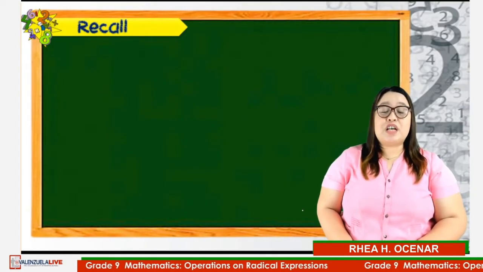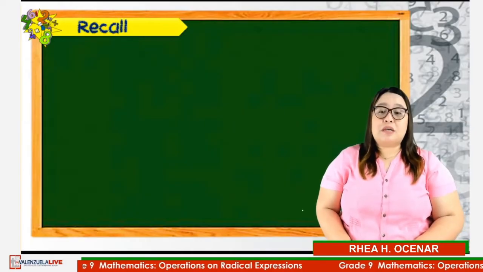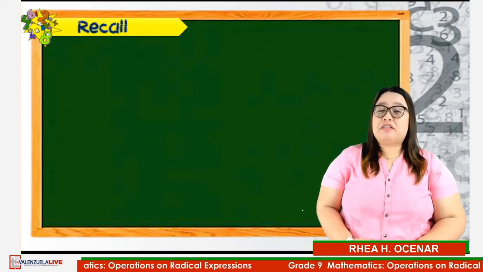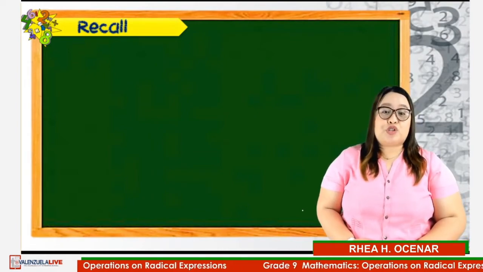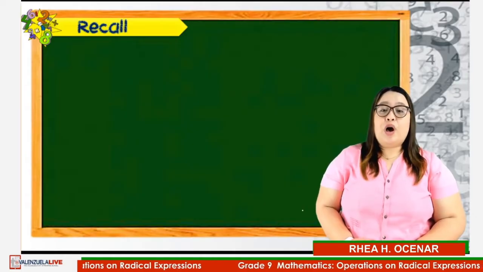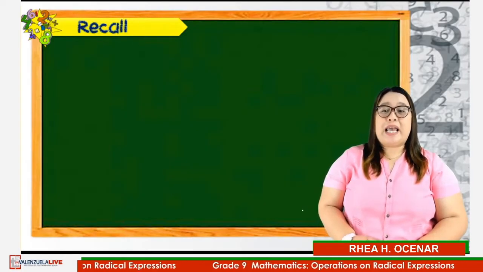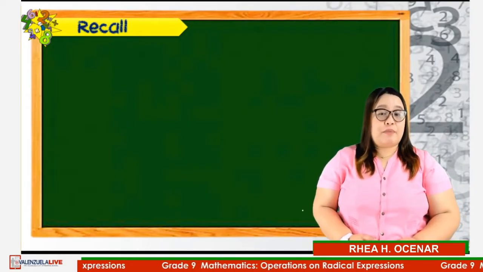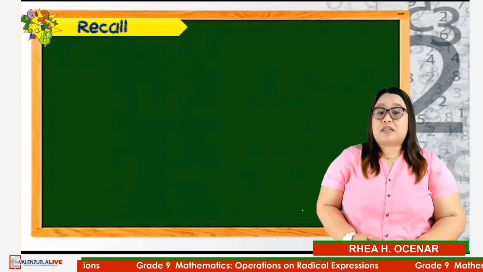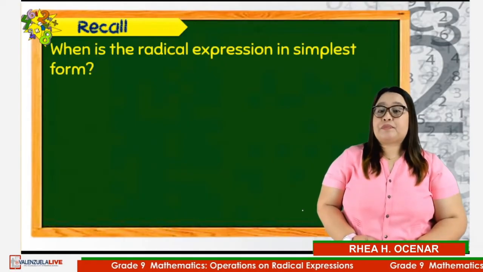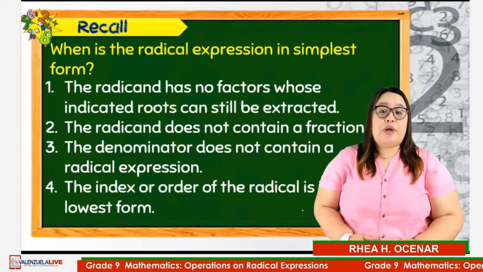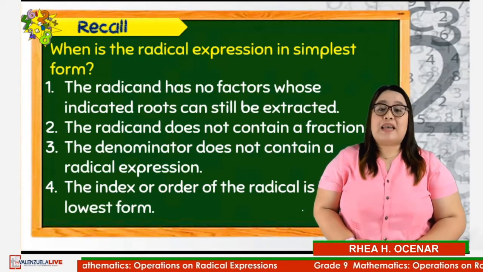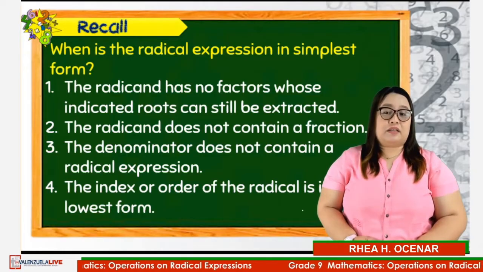Last live session, you learned about simplifying radicals, and I knew you gained so much knowledge about it. But to check that, let us recall, when can a radical expression be in its simplest form? It could be in its simplest form when number 1, the radicand has no factors whose indicated roots can still be extracted.